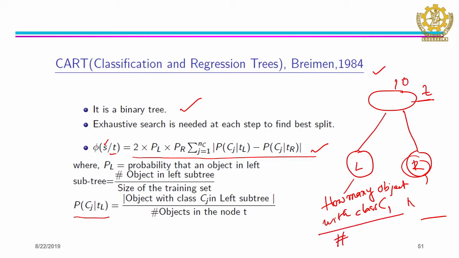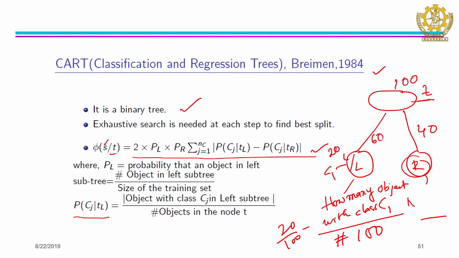So if the node has 100 objects, with 60 on the left and 40 on the right, then out of the 60, we count how many belong to class C1, and divide by 100, not 60. Similarly on the right side: say out of the C1 objects, 20 are there, so 20 by 100. Then we subtract P(Cj|TR), the same class in the right subtree. So it compares, for the same class, how many are in the left subtree and how many are in the right subtree, and then you take the sum over the classes.